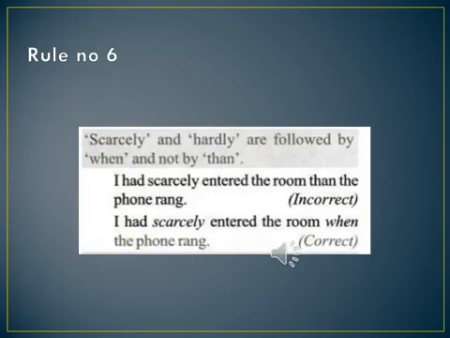Rule number 6 on spotting the errors. Scarcely and hardly are followed by when and not by than. When we are using no sooner, then we have to use than. But when you are using scarcely and hardly, we have to use when.